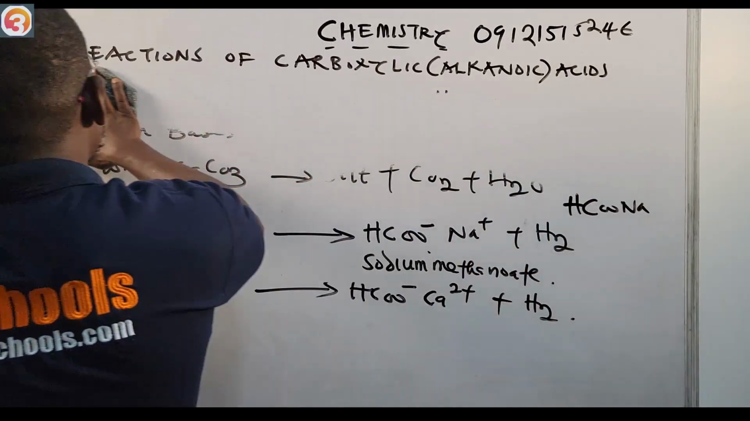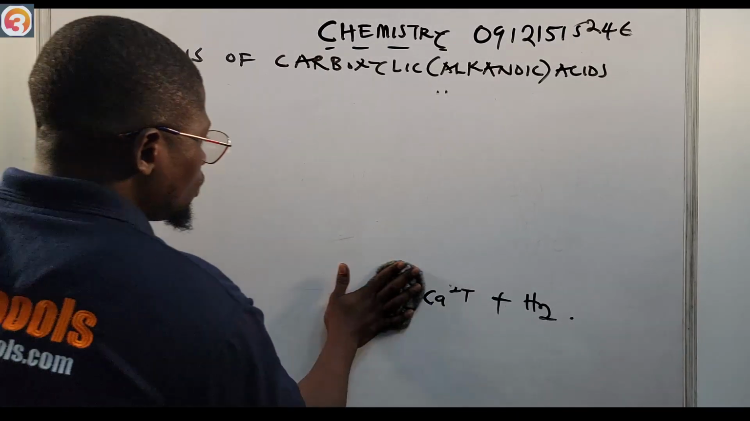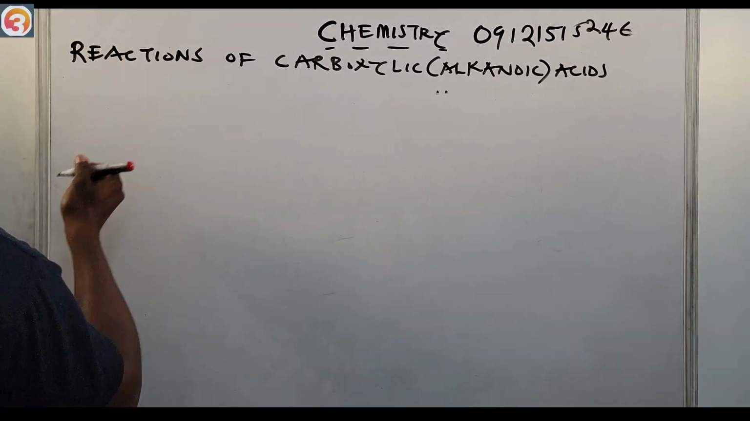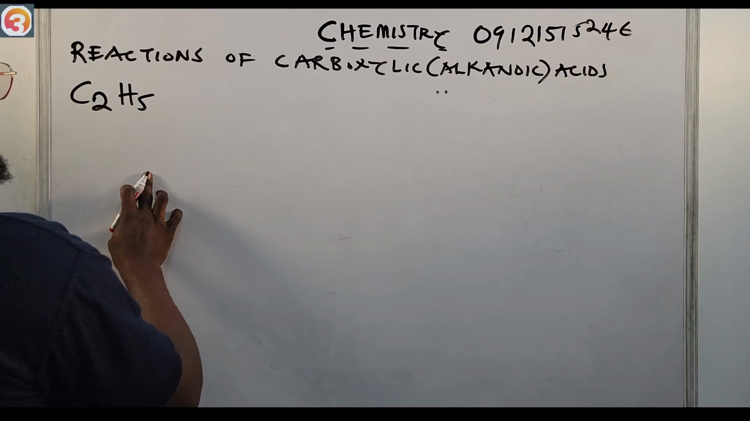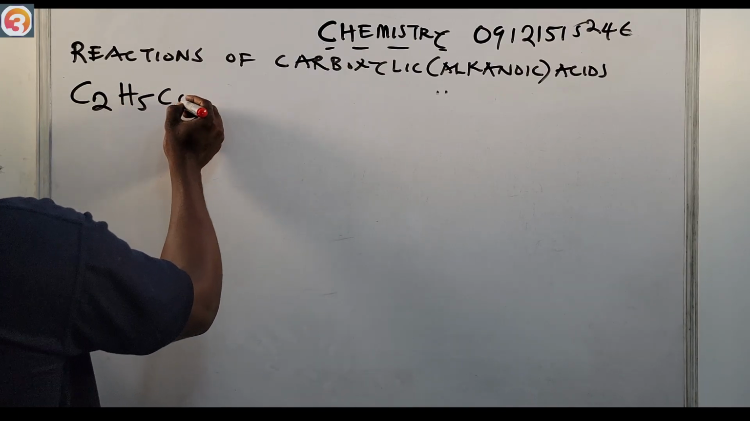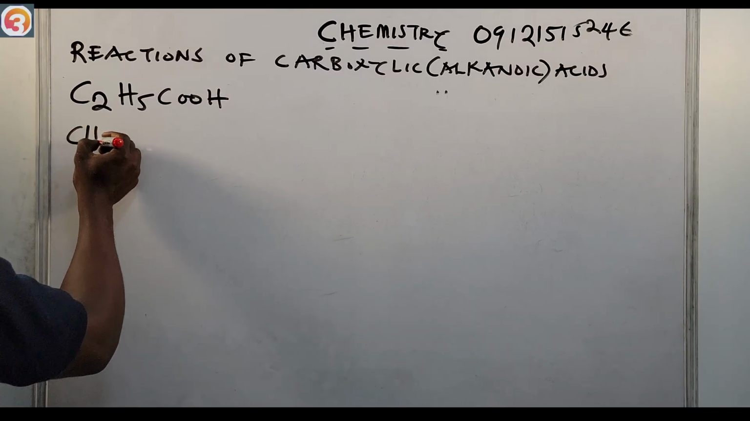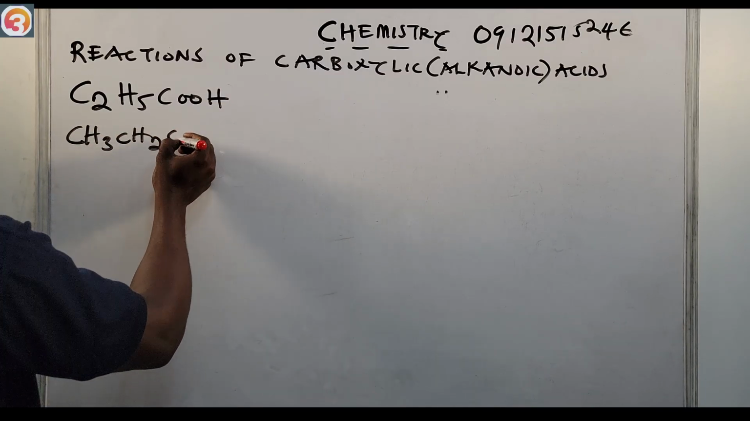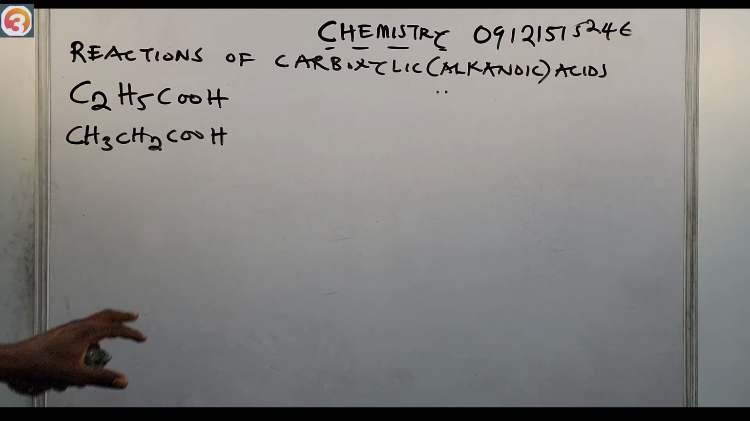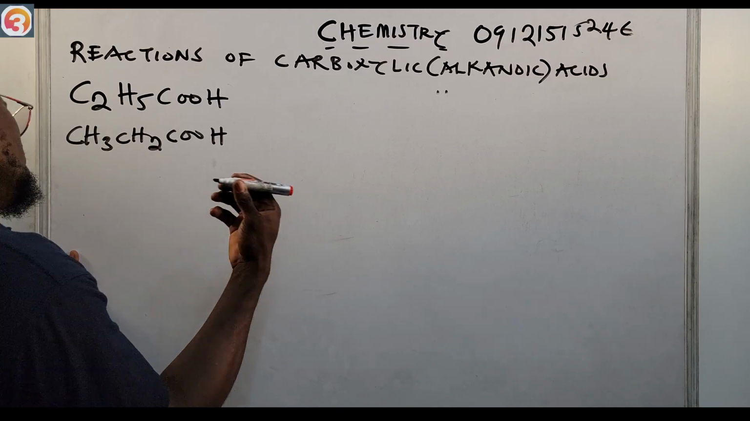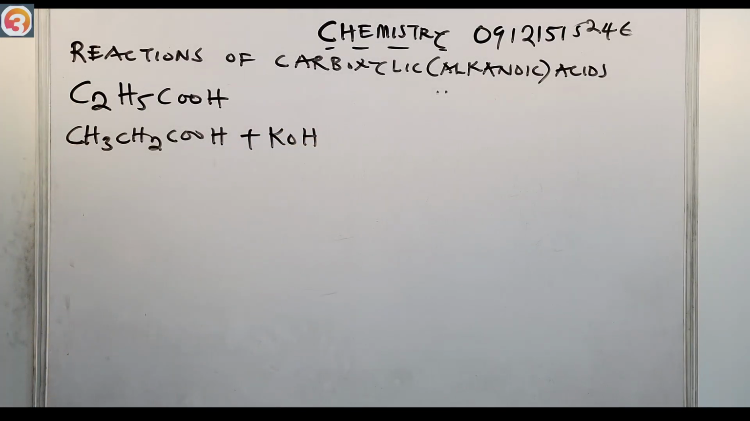An example. Let's say for example we have a carboxylic acid like this, propanoic acid, C2H5COOH. Or you can write it as CH3CH2COOH. Any way you want to write it. So they can react with a base. For example, let's use a base like KOH. That's potassium hydroxide.